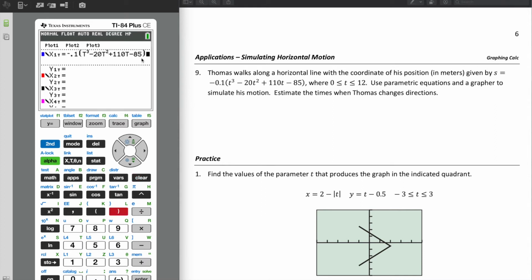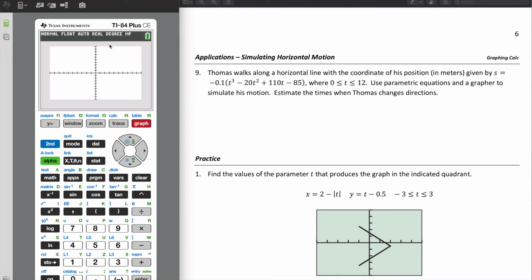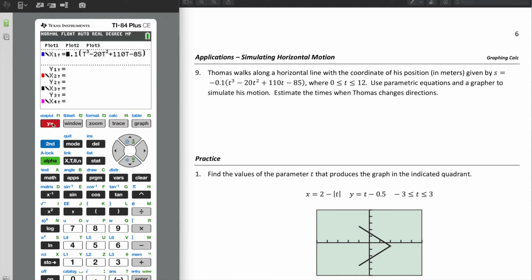All right, so once we get this equation in here, if I go and hit graph, nothing's going to show up here. And that's because in order for parametric equations to work, we need to have both an x and a y. So I don't know what the y value is. That's the vertical distance. So let's just pick a number, any number. So I'm going to pick 5. And I just want to stress that I'm making that number up right now.